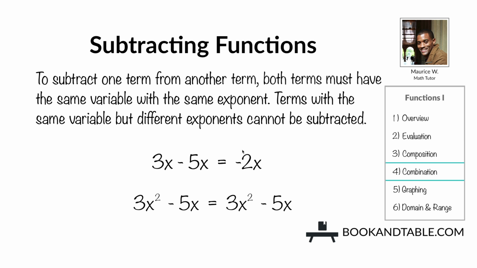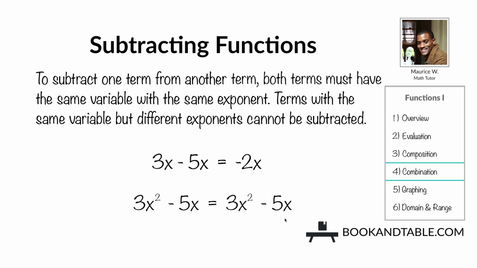Now, as far as exponents are concerned, to subtract one term from another term, both terms must have the same variable with the same exponent. Terms with the same variable with different exponents cannot be subtracted. So for example, 3x minus 5x is equal to negative 2x, because both of these x's have the same exponent, which is 1. So the final term will have an exponent of 1 as well. But if the initial x terms had different exponents, such as this example, 3x squared minus 5x, x squared cannot subtract x, so this cannot be simplified any further.